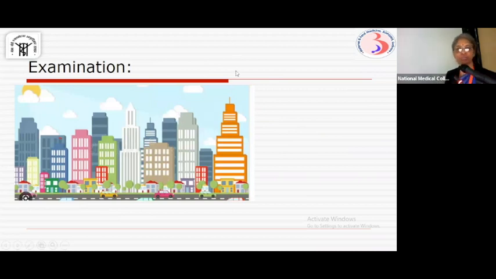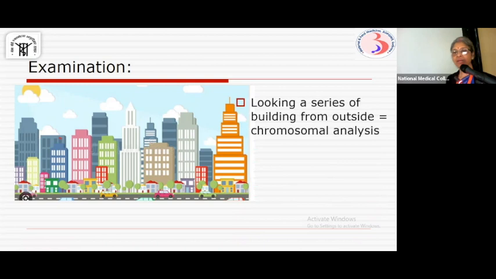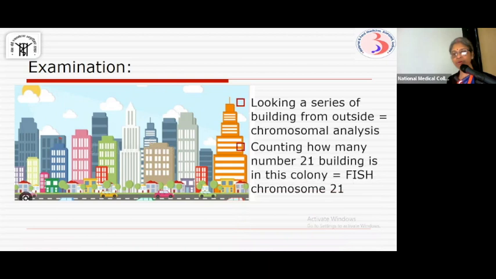Say we look into a colony where there are multiple buildings and you want to identify whether there is a defect in a building. Similarly, we have 46 chromosomes, say 23 pairs of chromosomes. Let's assume that each of these 23 pairs represents a building. If I look from outside and try to find out whether there is a defect in a series of buildings, that is equivalent to doing a chromosomal analysis, called a karyotype. So it's a gross analysis of the chromosomes.